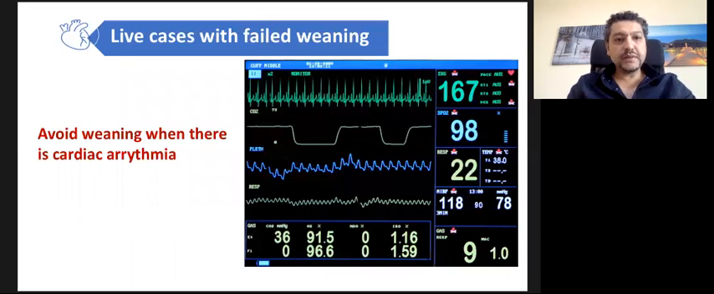Another patient is the patient who has cardiac arrhythmia. You should also avoid weaning in the setting of cardiac arrhythmia, either tachy or bradyarrhythmia. First, control the persistent arrhythmia by treating the cause, and then you should start the weaning process.